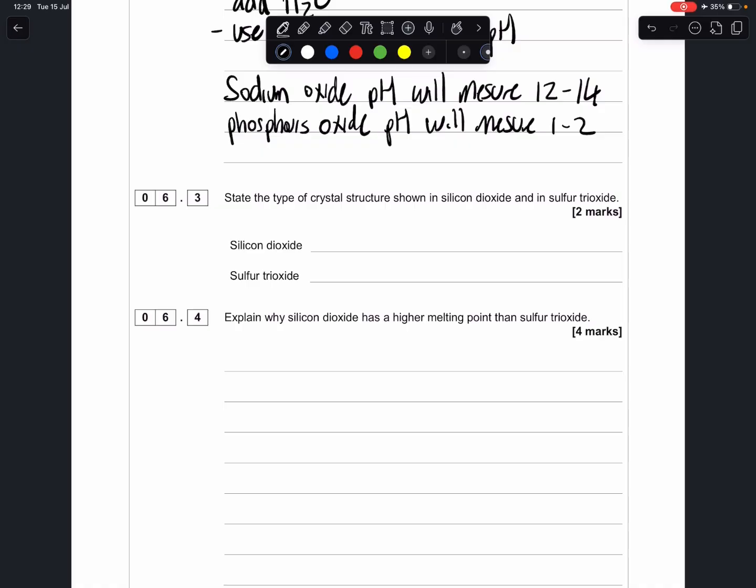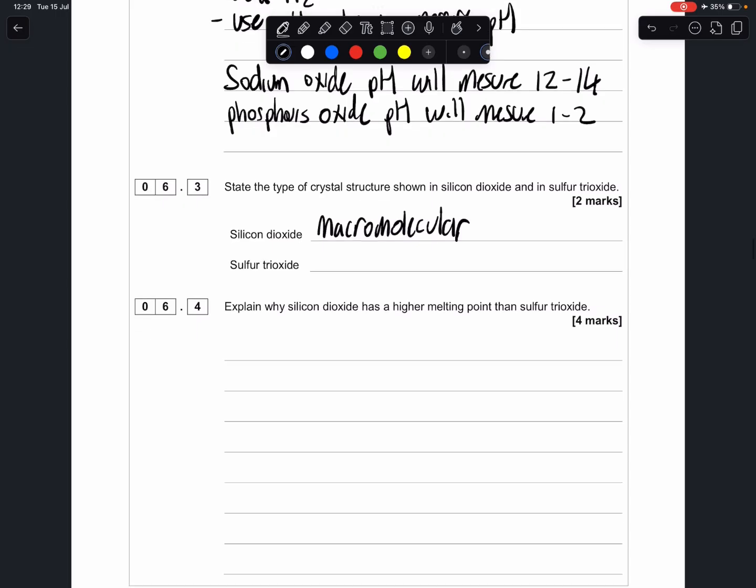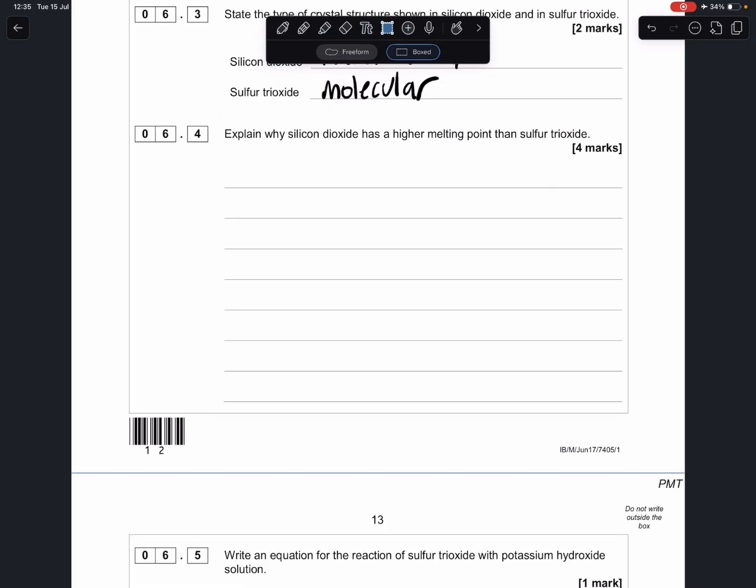State the type of crystal structure shown in silicon dioxide and in sulfur trioxide. So silicon, if you remember, is in group 4, and therefore it's kind of similar to carbon. It can form this macromolecular giant structure. So it's macromolecular. You can call it macromolecular, or you can also call it giant covalent. And our sulfur trioxide, that is just a simple molecule, or it's molecular. So there you go. Explain why silicon dioxide has a higher melting point than sulfur trioxide.